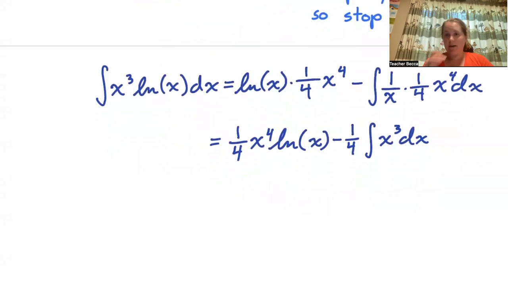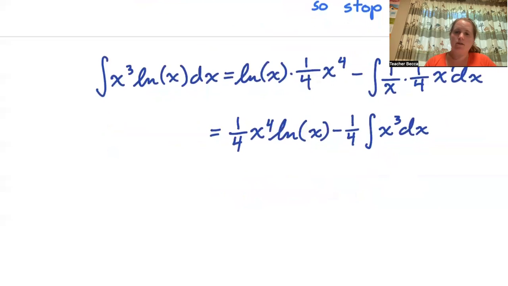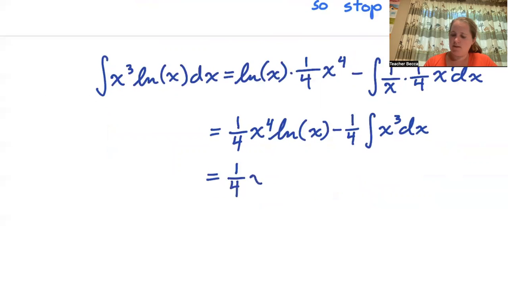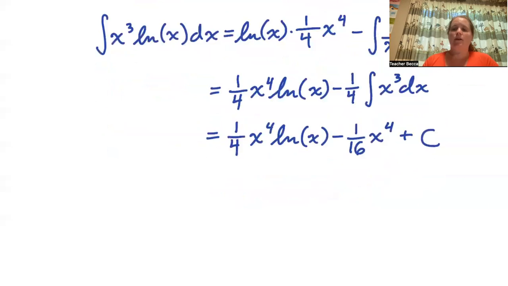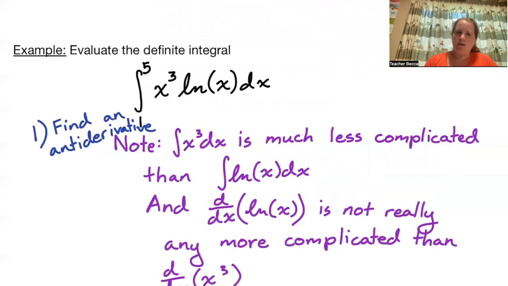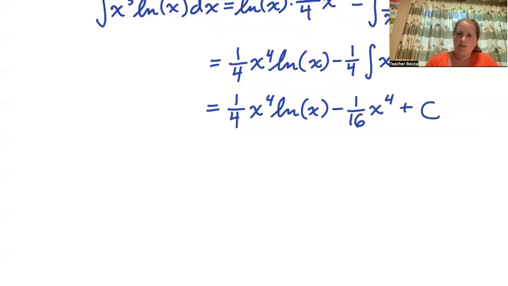The integral of x cubed is 1/4 x to the 4th. So we wind up with 1/4 x to the 4th times the natural log of x minus 1/16 x to the 4th, and then plus c. So we found our indefinite integral, we found our antiderivatives. Next up, we find the definite integral.